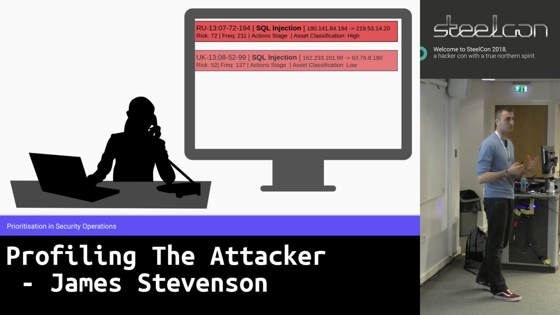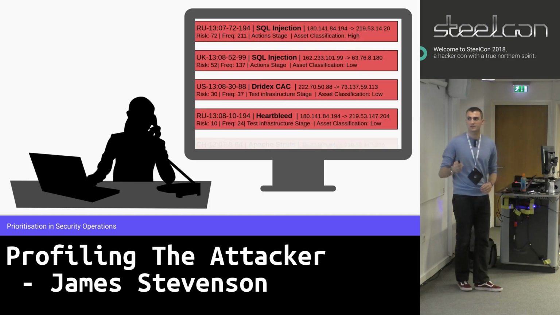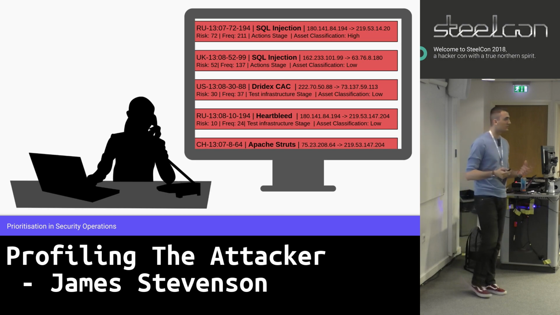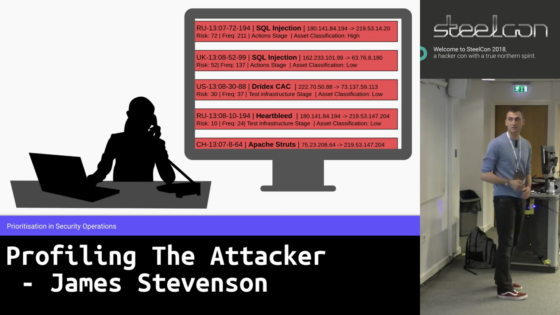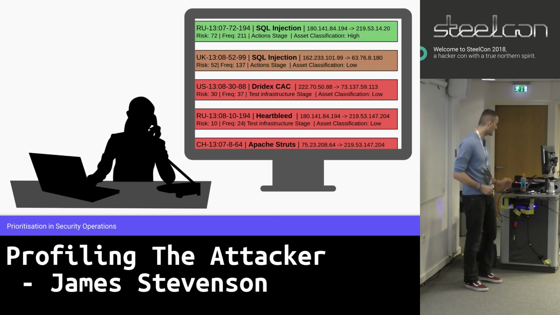So now when Alice and her team receive these security incidents, they're safe in assuming that the higher a priority an attack has, the higher a risk it has as well. And then they can be actioned accordingly.